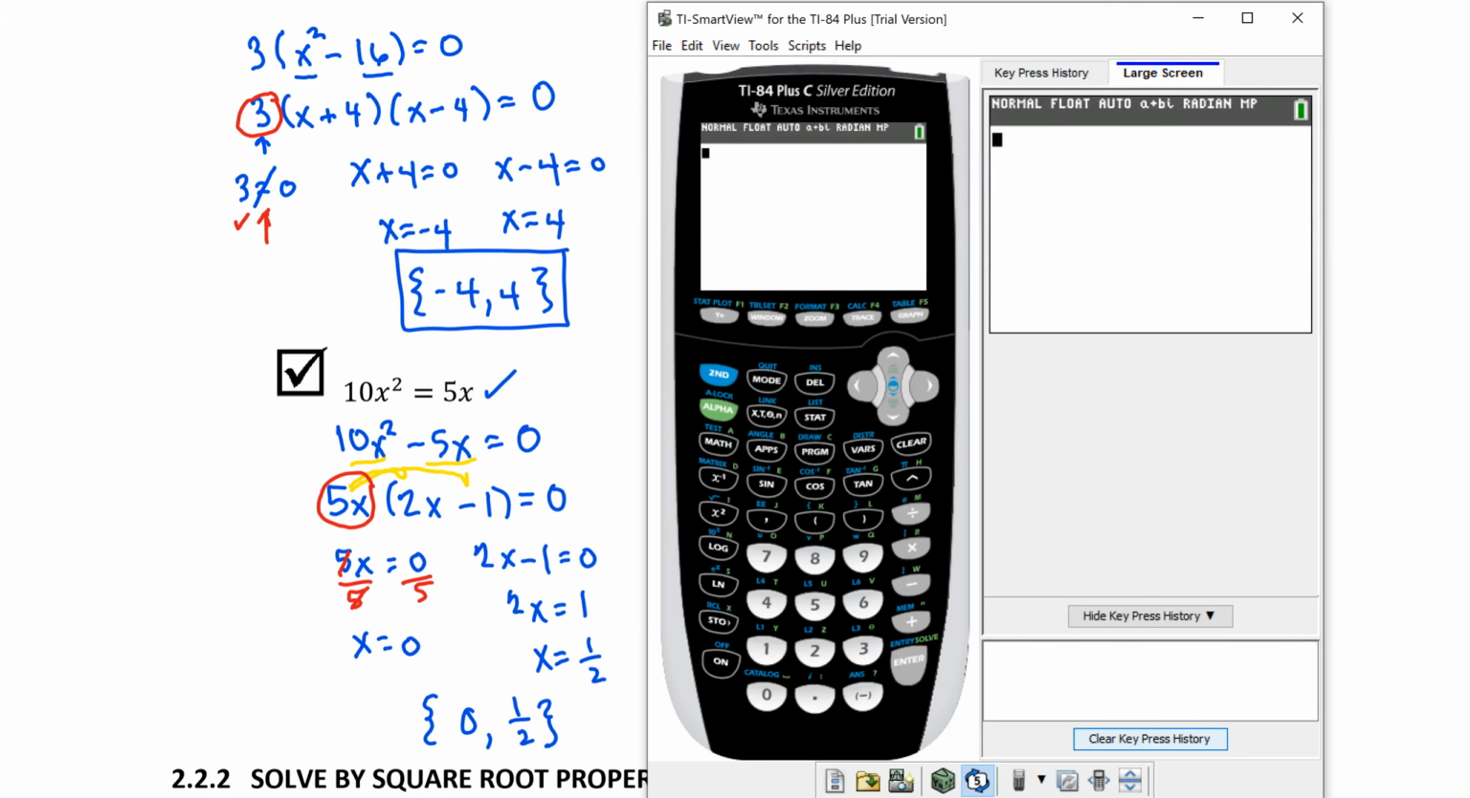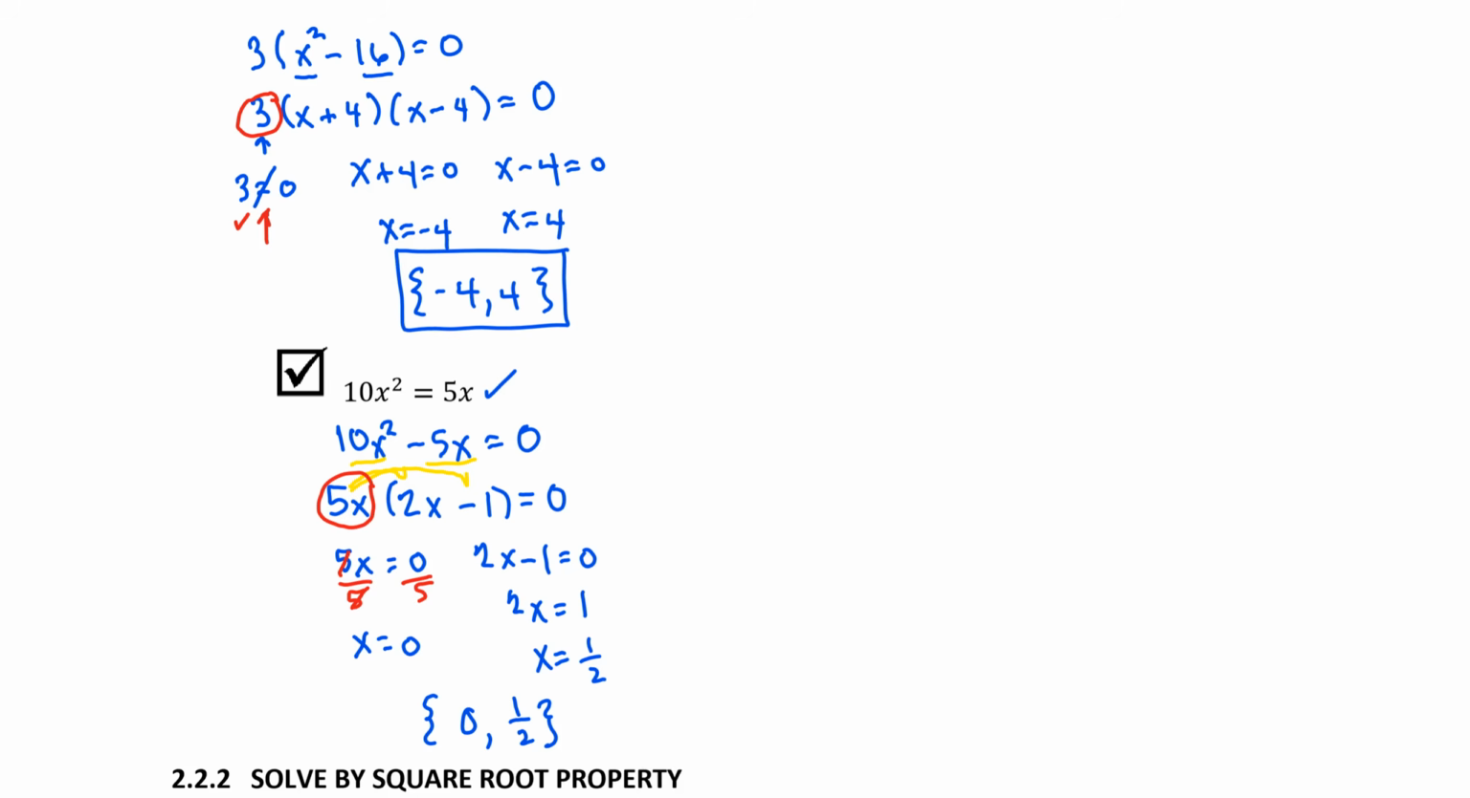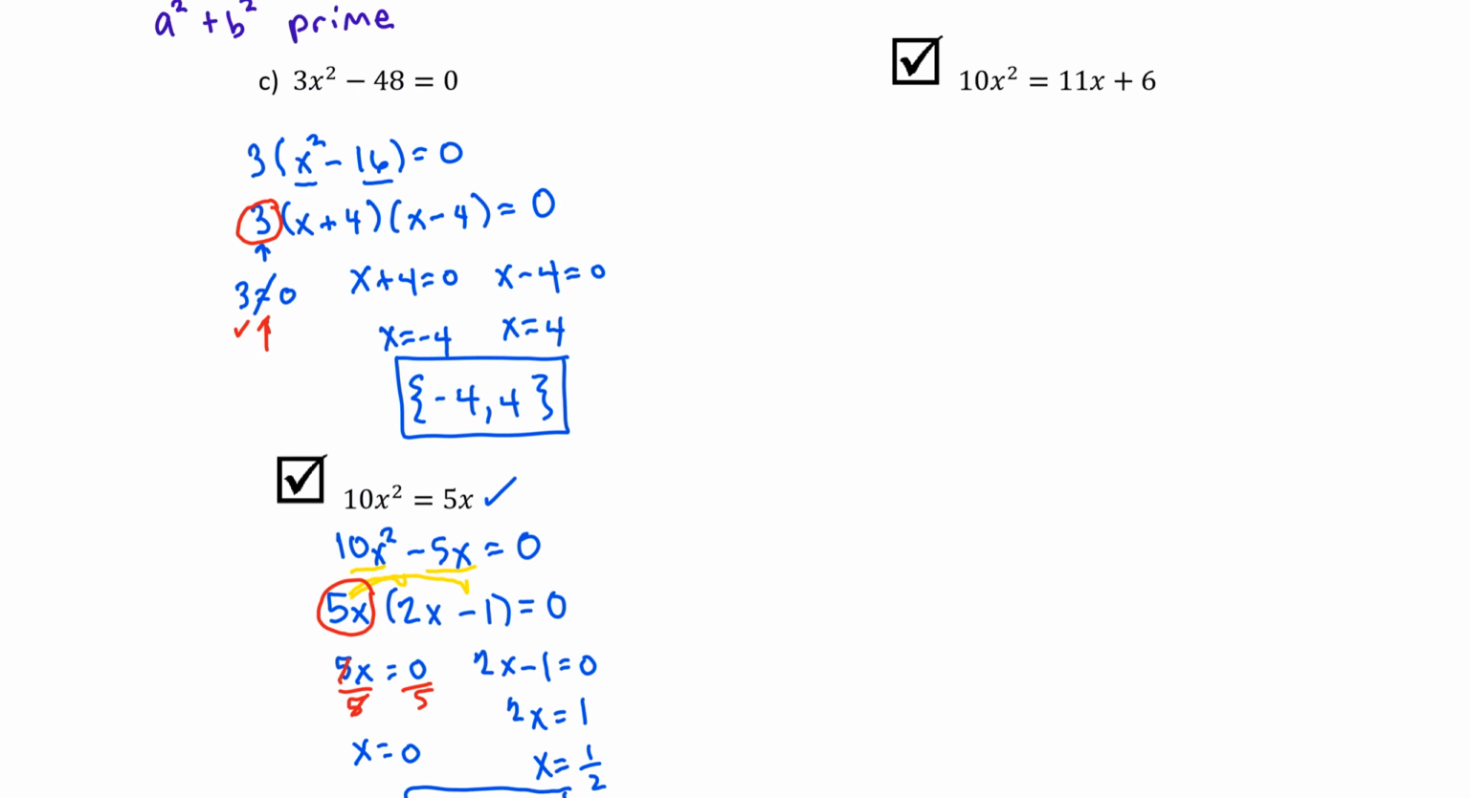Let's go ahead and check x equals 1/2. I'm going to plug it into the left side, 10 times 1/2 squared, and evaluate. I'm going to plug it into the right side, and my goal is to make sure that both sides yield the same value. Both sides are equal, so we know that we have the right set of solutions.